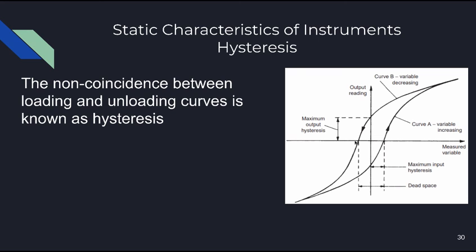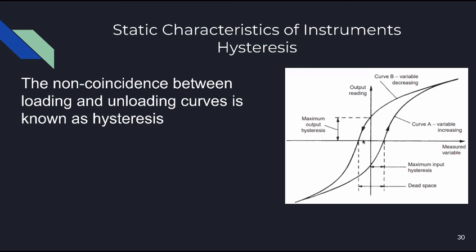This non-coincidence between these loading and unloading curves is known as hysteresis. Two quantities are defined, maximum input hysteresis and maximum output hysteresis, as shown here. These are normally expressed as a percentage of the full-scale input or output readings, respectively.